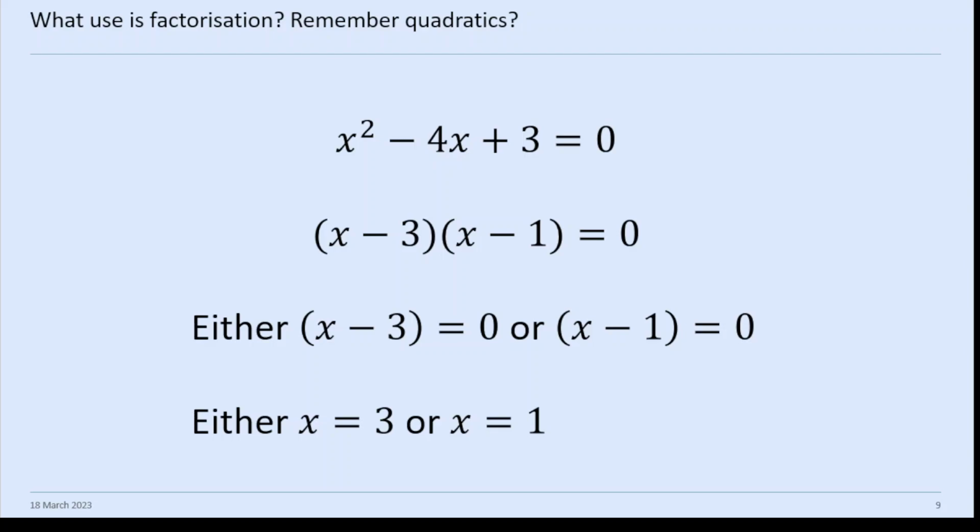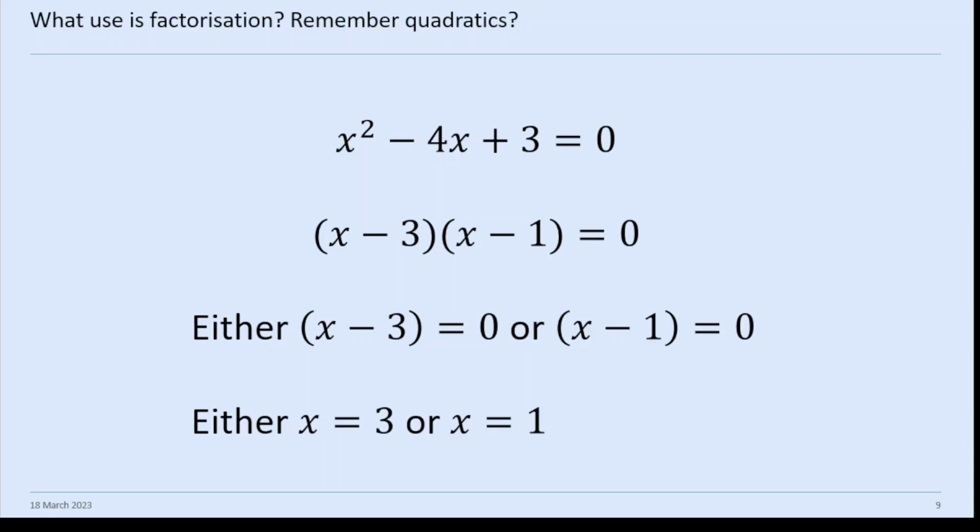But what we can do is factorise, and we can factorise x squared minus 4x plus 3 as (x minus 3) times (x minus 1). Because if we multiply this all out, x times x is x squared, minus 3 times x gives us minus 3x, minus 1 times x gives us minus x. So minus 3x minus 1x is minus 4x, which gives us the x terms. And then minus 3 times minus 1 is 3. So we factorise x squared minus 4x plus 3 as (x minus 3) times (x minus 1).